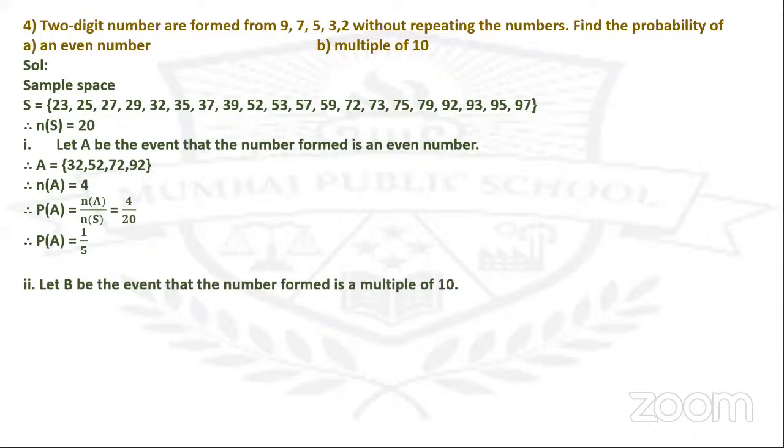Next, let B be the event that the number formed is a multiple of 10. Now, once you look at the sample space, there are no multiples of 10. So that means it is an empty set. So n of B is 0. So P of B equals n of B upon n of S, that is 0 upon 20. Your answer is 0.